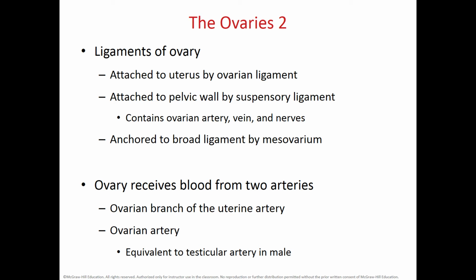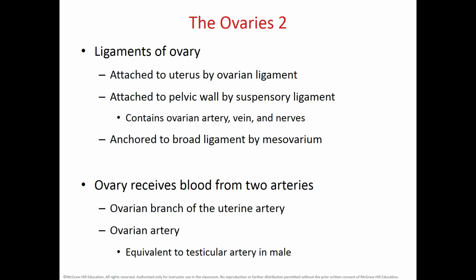The ovaries are held in their position by ligaments. So we have ovarian ligaments that attach the ovaries to the sides of the uterus. And then we have ligaments called the suspensory ligaments that hold the ovaries in the pelvic cavity. And within these suspensory ligaments, you also have the ovarian blood vessels and the nerves. And these ligaments are held by a major ligament called the broad ligament, which has a subdivision that protects the ovary called the mesovarium.